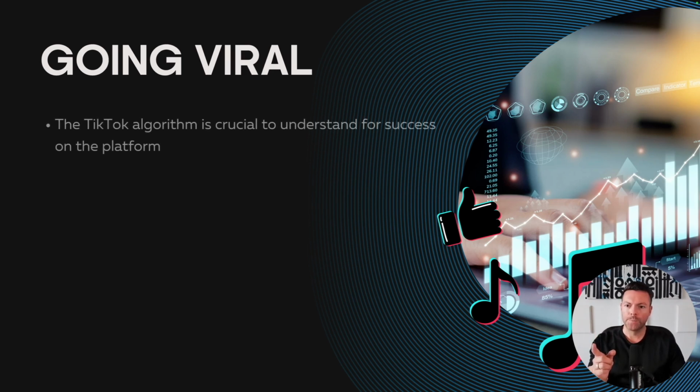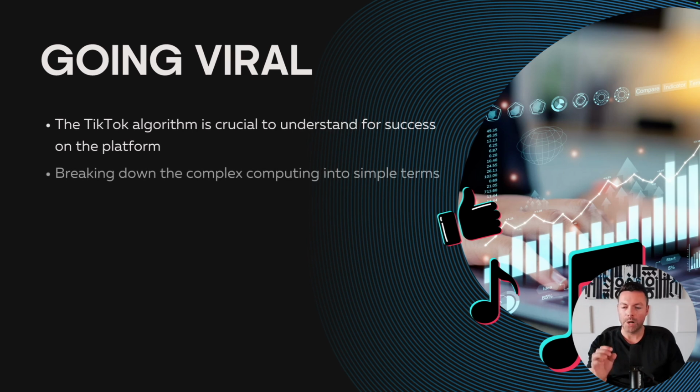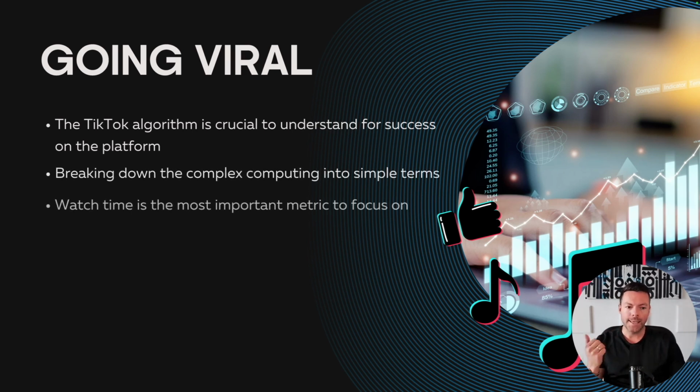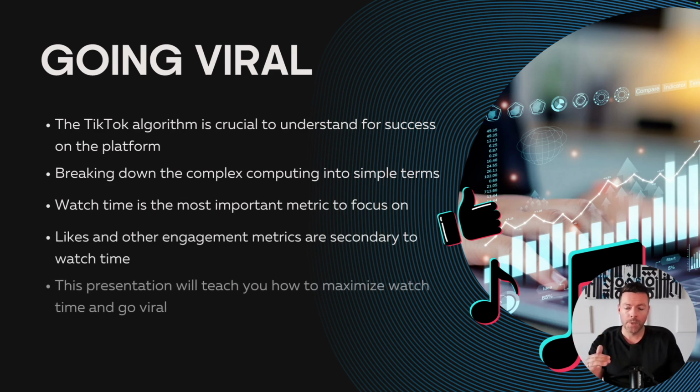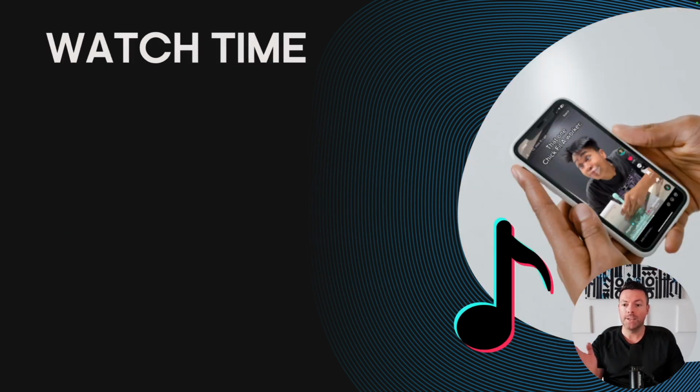So, going viral. The algorithm is crucial to understand for success on the platform. Breaking down the complex computing into simple terms is so important. And again, watch time is the most important metric to focus on. So beyond all else, focus on that. Likes and other engagement metrics are secondary to watch time by far. And this presentation today is going to teach you how to maximize watch time and go viral.